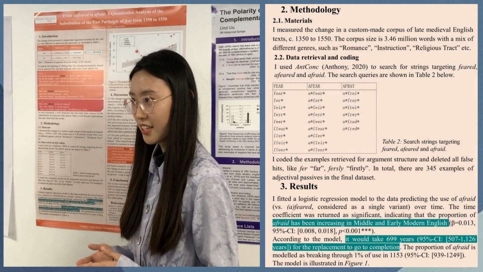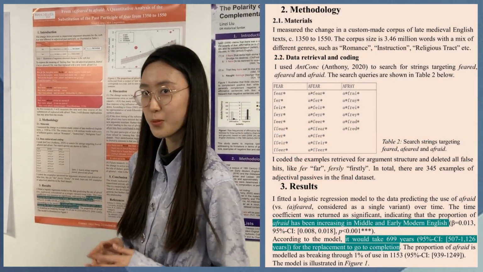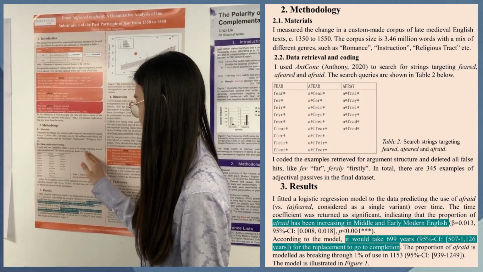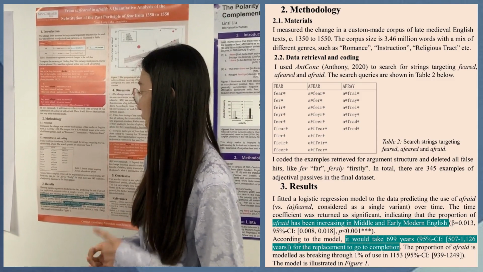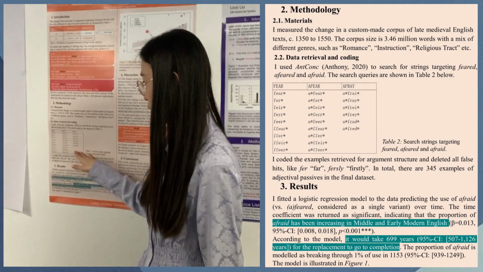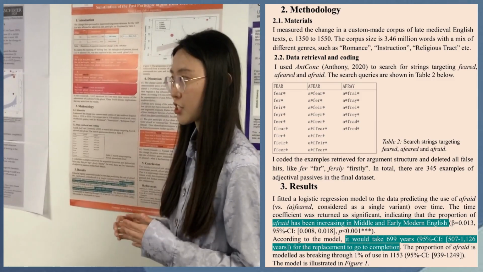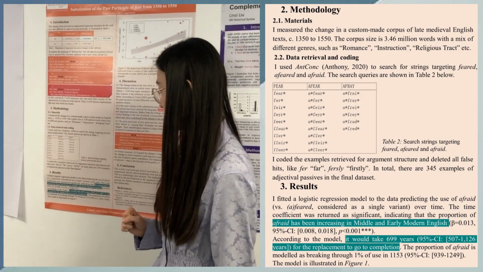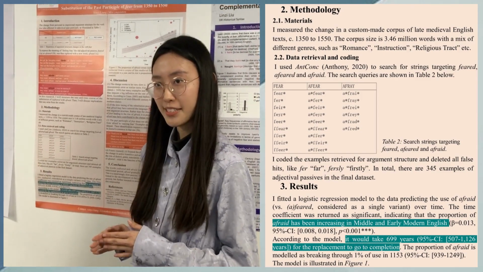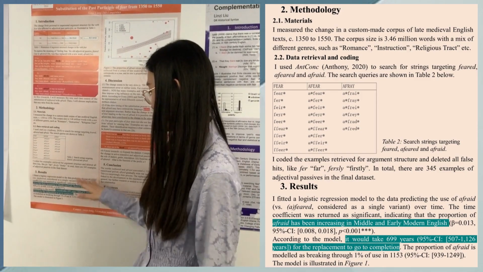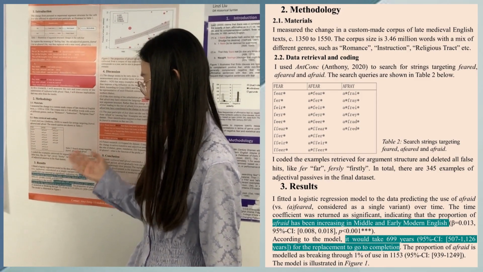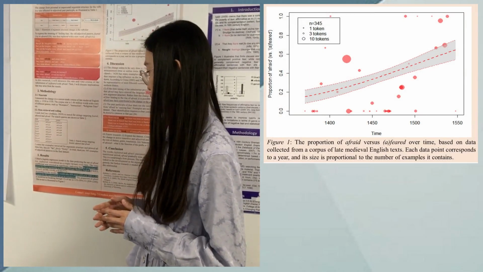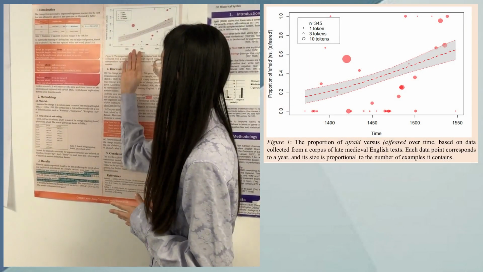To conduct the study, I used a custom-made corpus, which is the same as Michael's. And I used nconc to search for strings targeting feared, afeared, and afraid. The search queries are as follows, because there are many spelling variants in Middle and early Modern English. After collecting all the examples and deleting all the false hits, I got 345 examples altogether in the final dataset. Then I used logistic regression to model the change, and I get this graph.